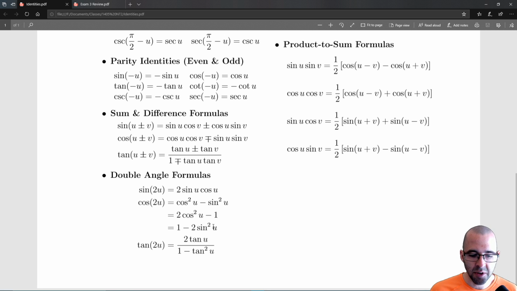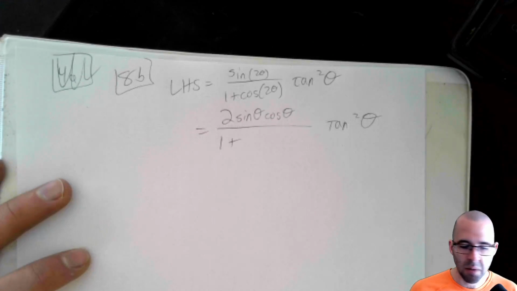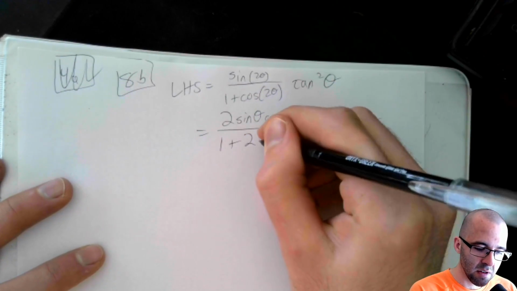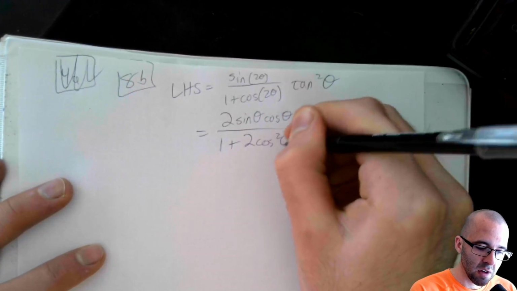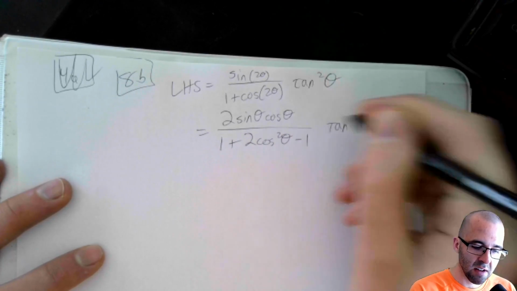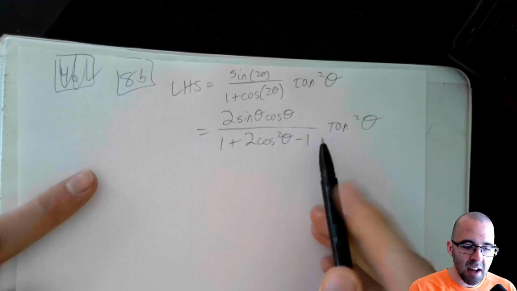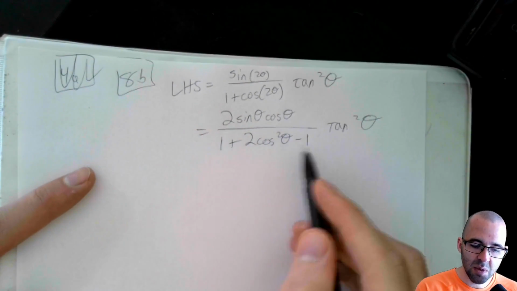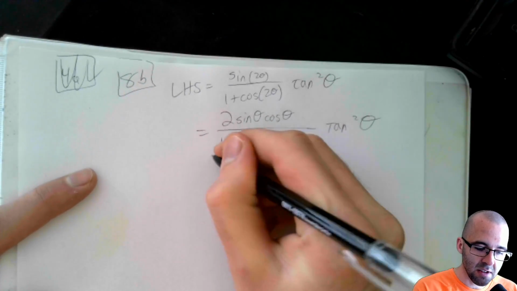We could use this one too, but it would be a little messier. So we're going to use the middle one, 2 cosine squared of u -1. And again, we have thetas here. Because now we have a +1 and a -1, these cancel.